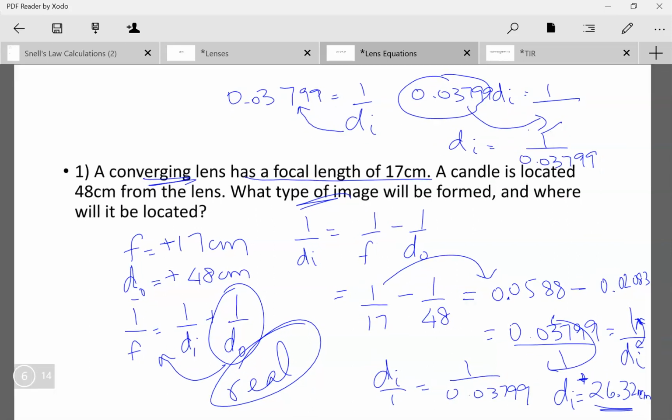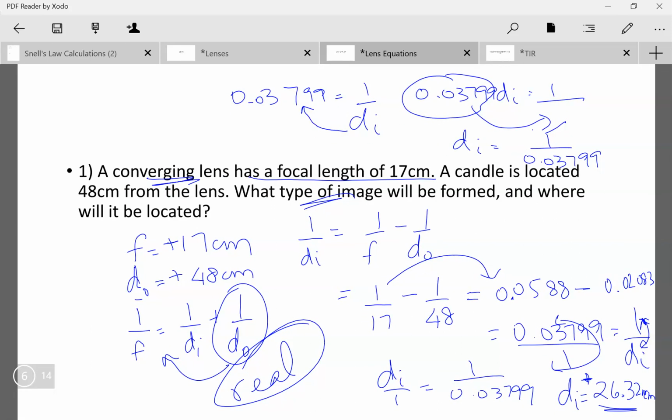So this is how you do the calculations using lens equations. And the same equations generally apply to mirrors. There's pretty much the same sign conventions as well. So you could calculate images of mirrors, but we're going to be just doing the lenses part.